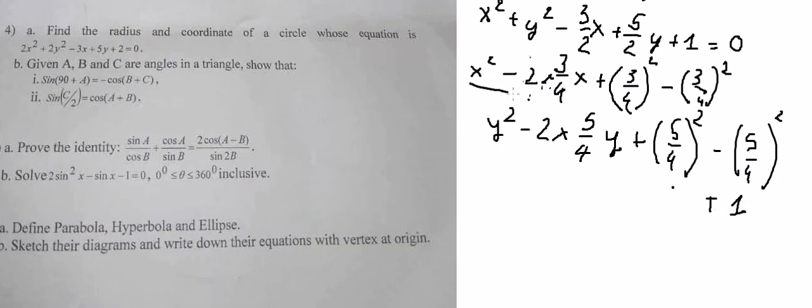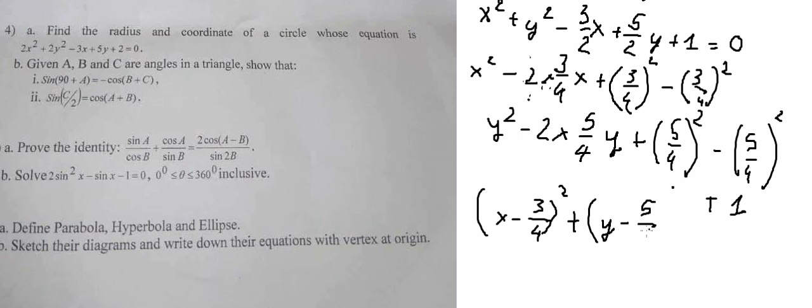So with this one and this one, we can put x minus 3 over 4 to the power of 2 and y minus 5 over 4, everything to the power of 2. So we sum all the numbers in here and move them on the right. You got about 9 over 8.